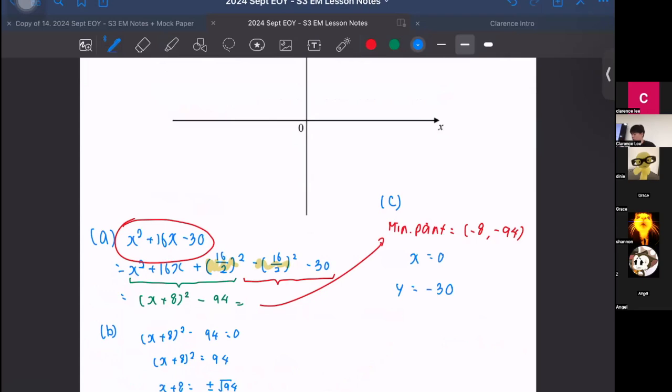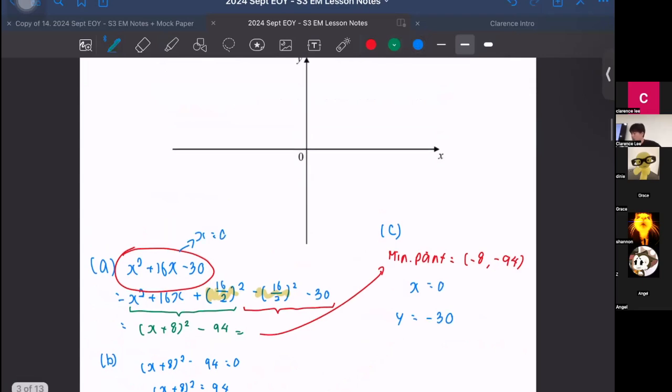How do I know straight away? Because I look at this equation. When x is 0, everything else is 0 except −30. So from here, you will have your y-intercept to be −30. Your turning point is at (−8, −94). And since in part B we have already solved for your equation when y is equal to 0, that means you technically also know your x-intercepts. So let's just plot in the x-intercepts as well, even though the question didn't require it. So you have 1.70 followed by −17.70.